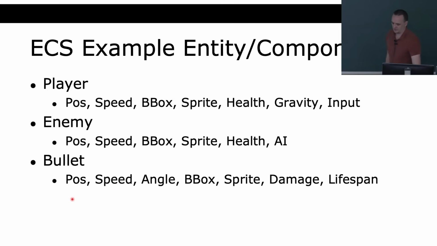Now when we get to something like a bullet, maybe it would have a position, a speed, an angle, if it was shot at some sort of angle, a bounding box, a sprite. Maybe this, though, has a damage component, right? So if this thing with a damage component collides with something that has a health component, then we're going to subtract the damage from the health. Also, maybe it has something we're going to do in our assignments, a lifespan.